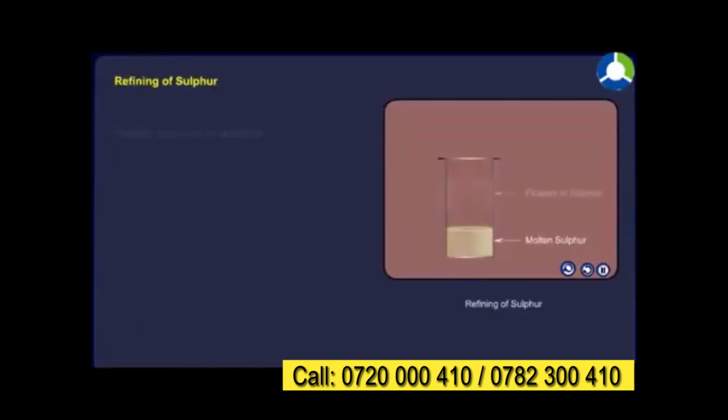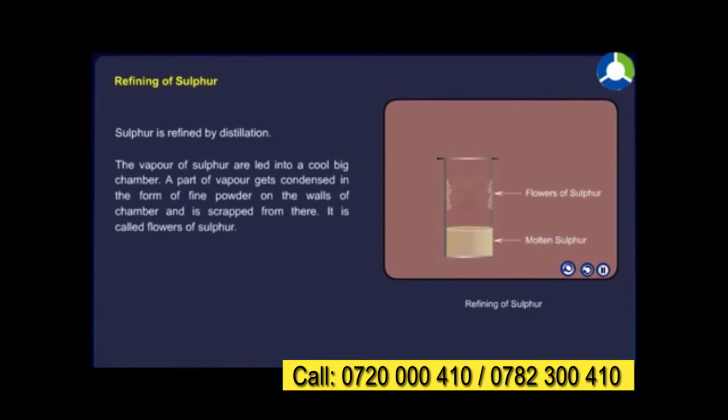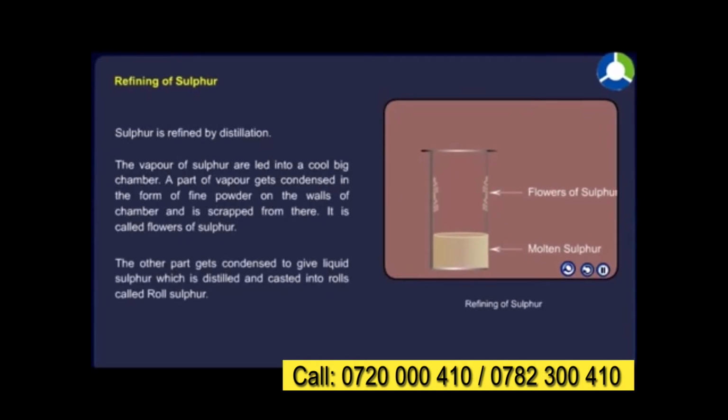Refining of sulfur. Sulfur is refined by distillation. The vapor of sulfur is led into a cool big chamber. A part of the vapor gets condensed in the form of fine powder on the walls of the chamber and is scraped from there. It is called flowers of sulfur. The other part gets condensed to give liquid sulfur, which is distilled and cast into rolls called roll sulfur.